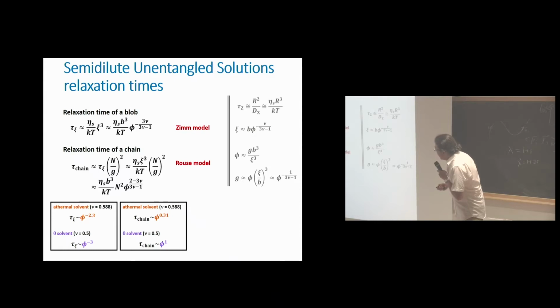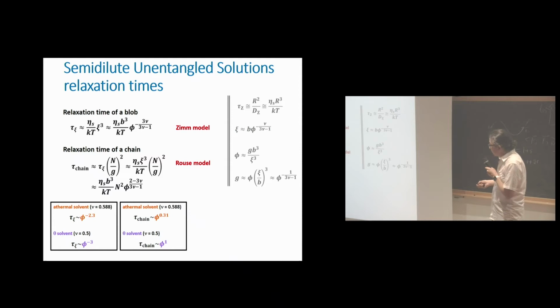The relaxation time of the blob decreases with an exponent of minus 2.3 in a thermal solvent, and in a theta solvent the exponent is minus 3, a stronger dependence. For the relaxation time of the chain, in a thermal solvent the exponent is 0.31, and in a theta solvent it is 1.